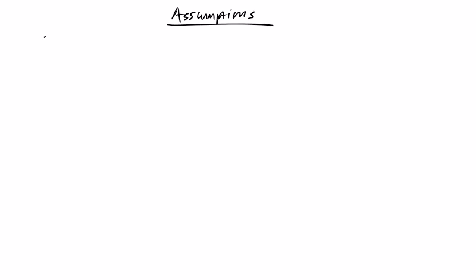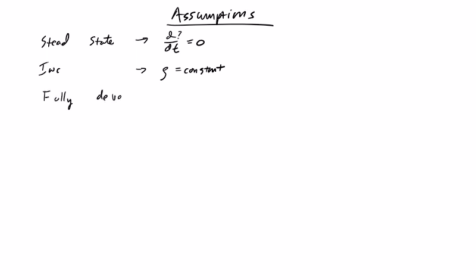Steady state. We've already talked about this before, but steady state says what? Any derivative d dt, doesn't matter what, equals 0. Incompressible: density is constant. We're going to use one that you've never heard of before. This is something called fully developed, and we'll talk about what it means more later, and why it exists.